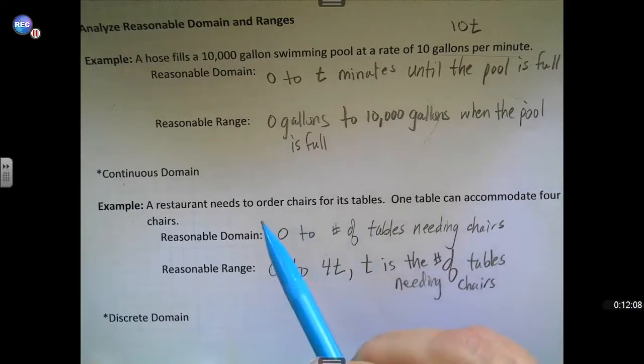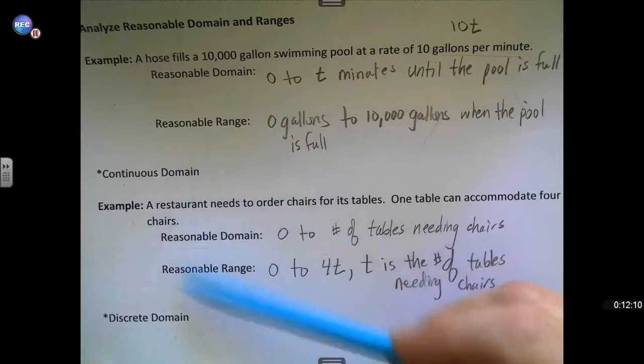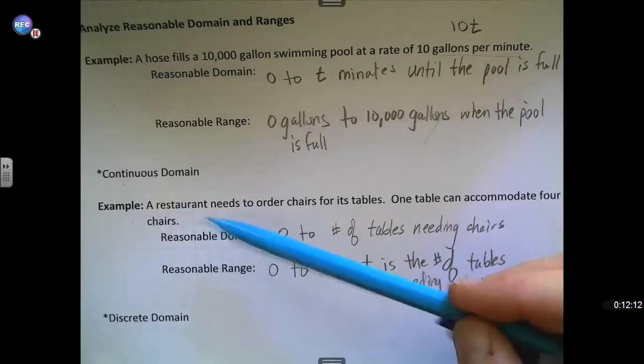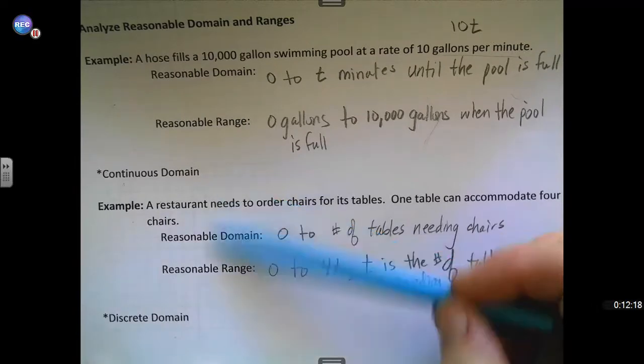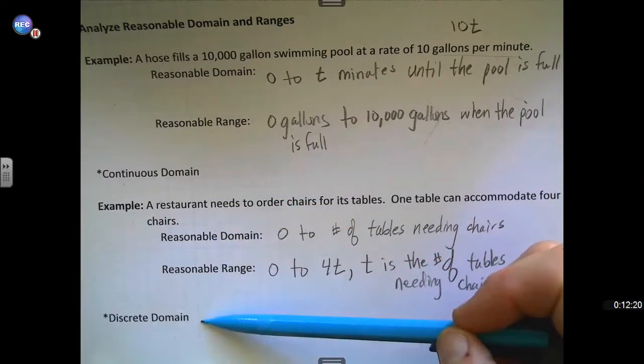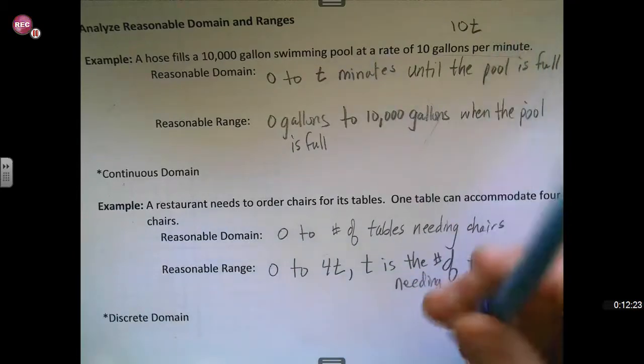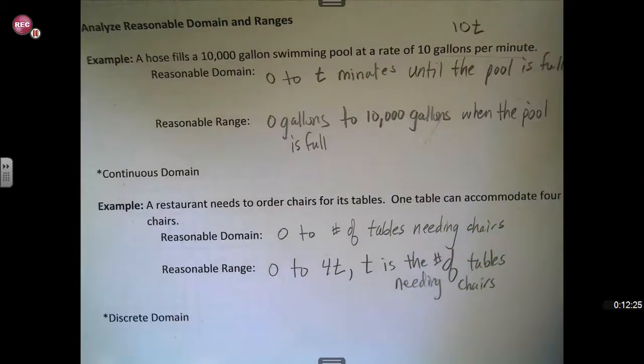So the difference between continuous and discrete domain. Continuous domain, fractions and decimals are included. Discrete domain, it has to be whole numbers. Okay.